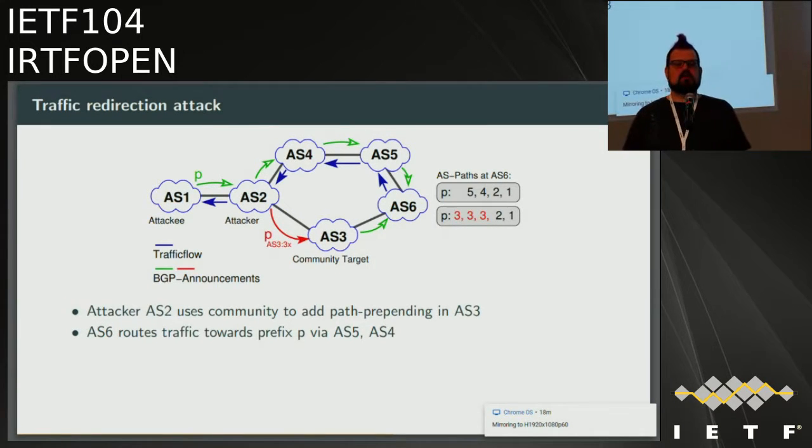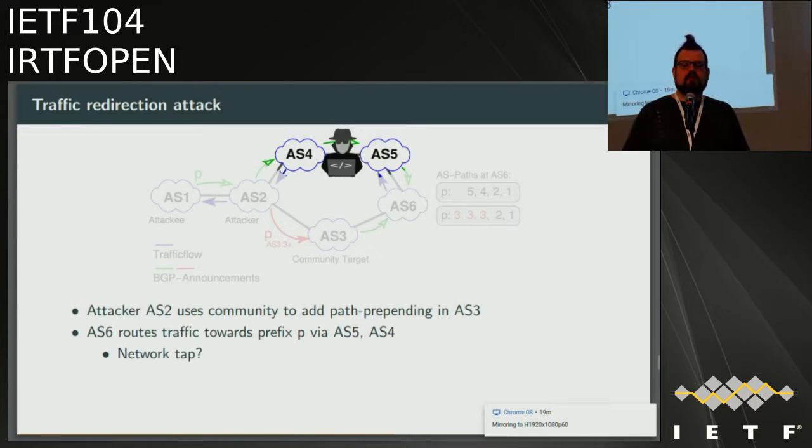Why could this attack be interesting? Well, one thing could be there is a network tap between AS4 and 5, and even if you identified that AS2 is your attacker, and you screened the network of AS2, you would not find any network tap there, because they on purpose redirected the traffic to AS4 and 5, where the actual network tap is. Could be AS2 is being forced to cooperate here.